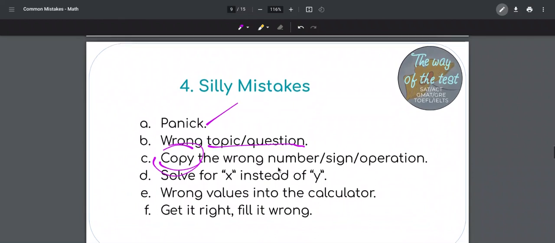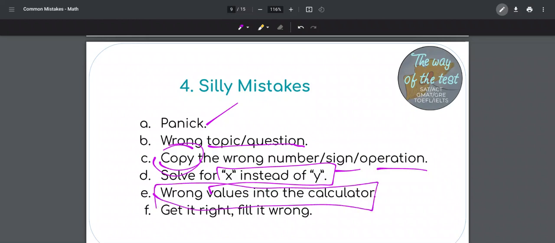Okay, so copy the wrong number, the wrong sign, or the wrong operation. So instead of minus, you copy plus. Instead of multiplication, you copy division, etc. Solving for x instead of y. These mistakes come from, if you have watched the principles of math, you should always read the question to know what you're looking for. So sometimes you're solving for something. In this case, you may be solving for x, but they are not asking you for x, right? So you solve for x, you find the value of x, you check the answer, but then that wasn't the question. Then putting wrong values in the calculator. This is really, really important. Again, calculators don't make mistakes, but humans do, right?